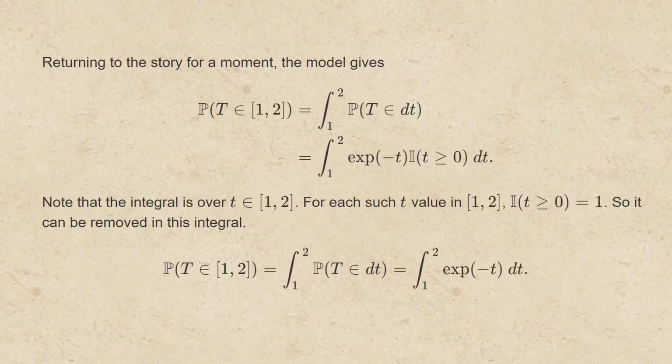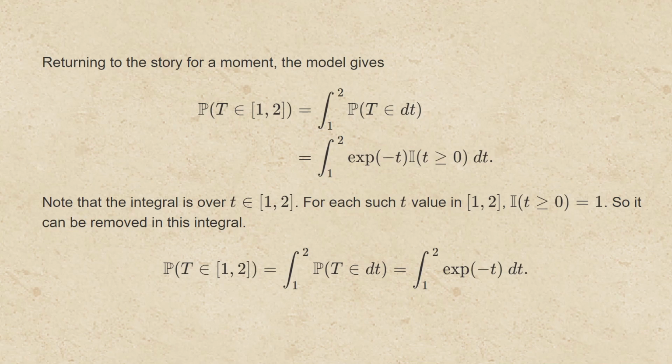Returning to the story for a moment, the model gives that the probability that t is in the interval from 1 up to 2 equals the integral from 1 to 2 of the probability that t is in dt, which is the integral from 1 to 2 of e to the minus t times the indicator that t is greater than or equal to 0 times dt. Now note that the integral is over t in the interval from 1 to 2.